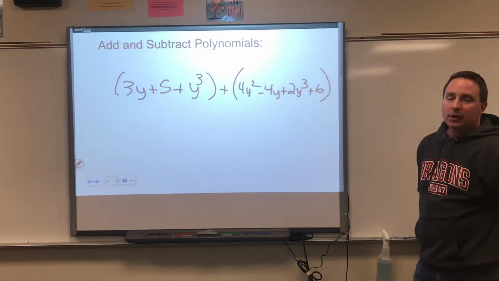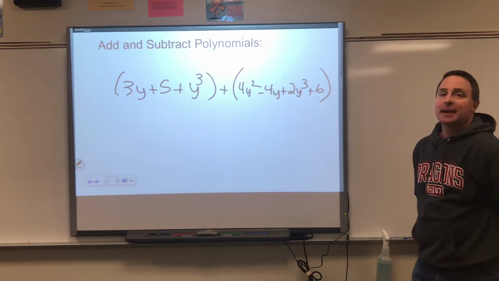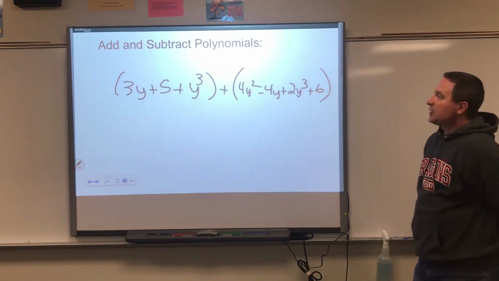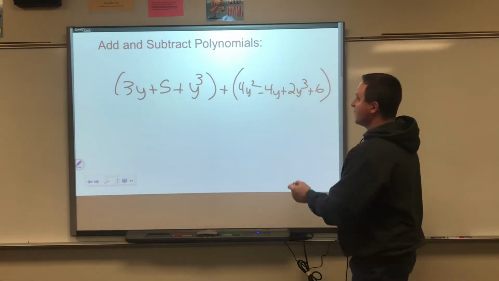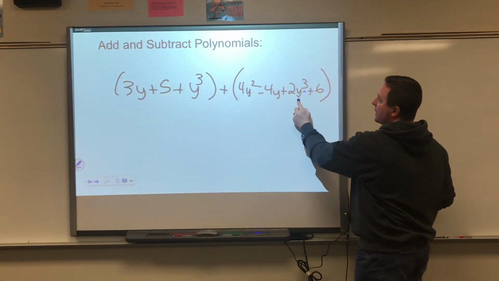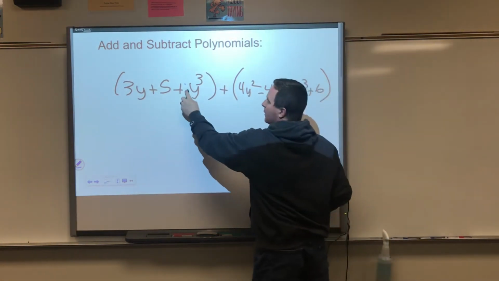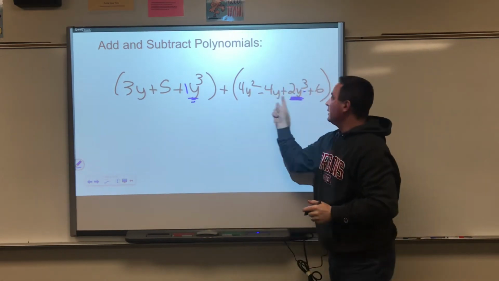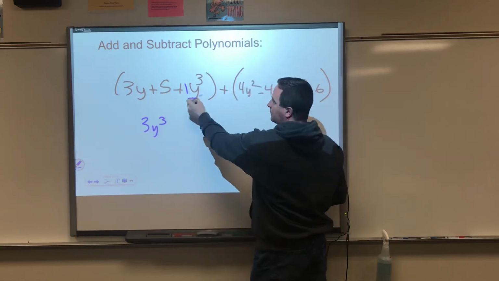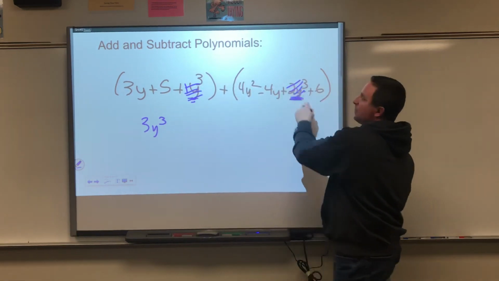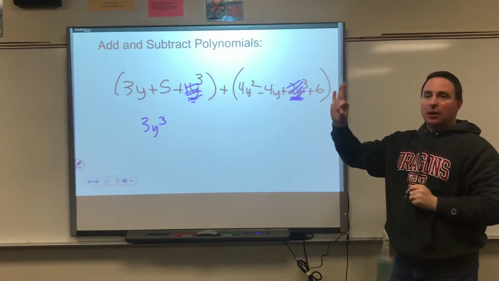So here we go. Again, we're going to look for like terms that we're going to combine together, but we want to do the largest exponents first. Okay, so what I do is I scan the list and look for the largest exponents, and I see a 3 here. So I see a 2y cubed and a 1y cubed. 1 plus 2 is 3y cubed. And again, I oftentimes like to cross them off when I'm done with them.